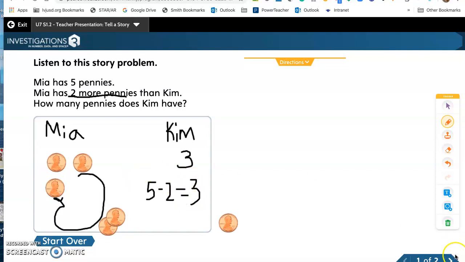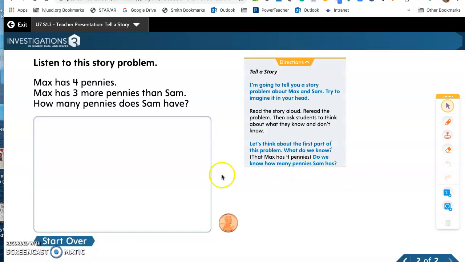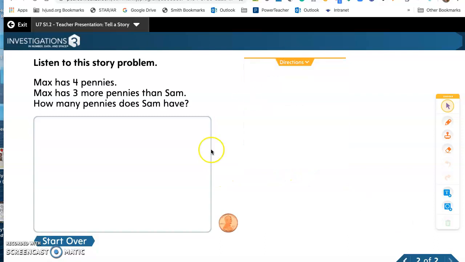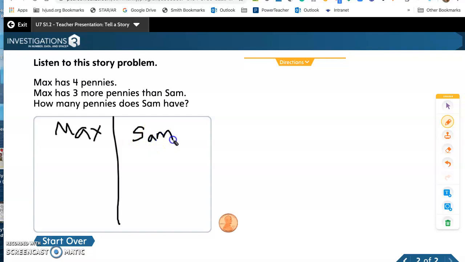Okay, let's try the second problem. Max has 4 pennies. Max has 3 more pennies than Sam. How many pennies does Sam have? Okay, let's set up our board. I'm going to make one side for Max and one side for Sam. Okay, you do the same.